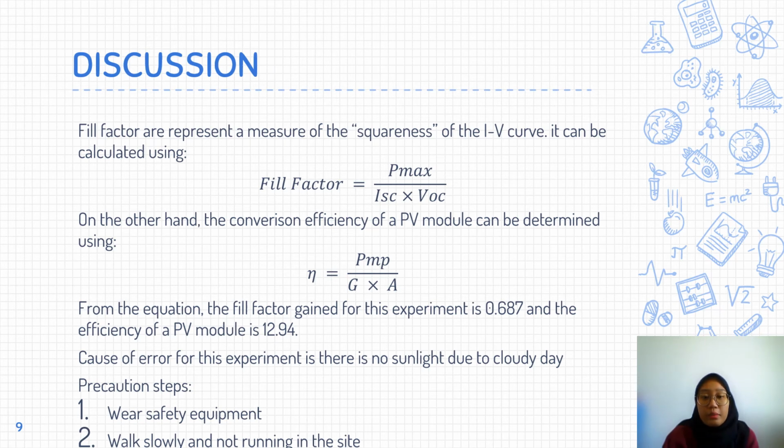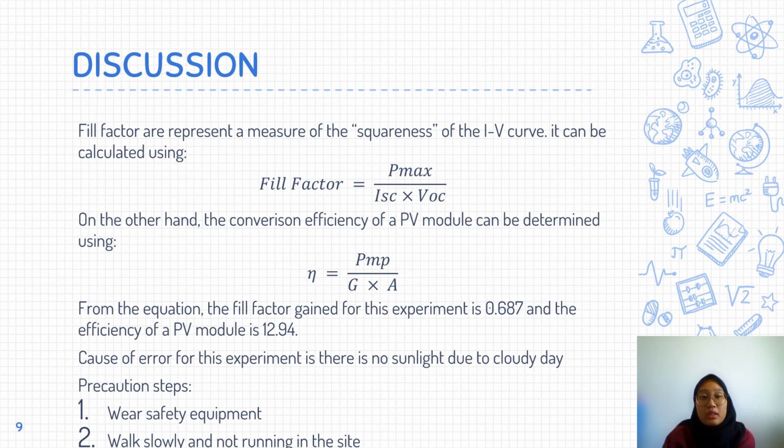Fill factor is represented as a measure of the squareness of the IV curve. It can be calculated using the formula of fill factor equal to P max over ISC multiplied by VOC. On the other hand, the conversion efficiency of the PV module can be determined using the formula of efficiency equal to PMP over G multiplied by A.